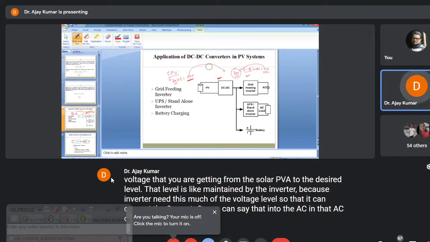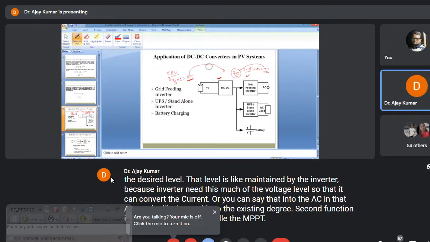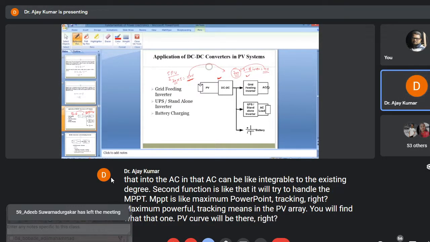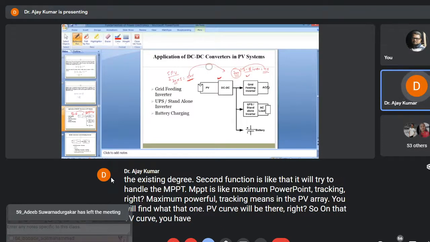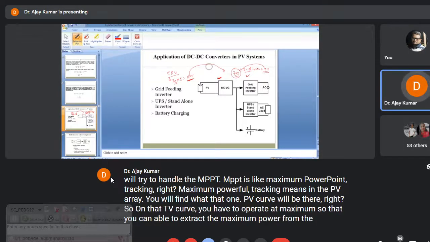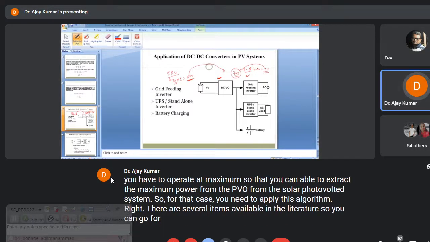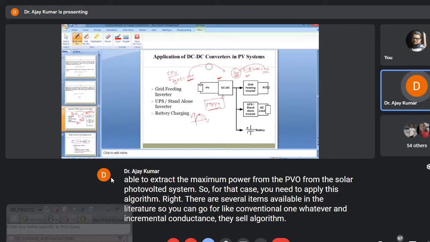The second function is that it will handle the MPPT. MPPT is maximum power point tracking, right? In the PV array you will find that there is a PV curve, and on that curve you have to operate at the maximum, so that you are able to extract the maximum power from the PV array or the solar photovoltaic system. For that you need to apply an algorithm. There are several algorithms available in the literature, such as the conventional perturb and observe and the incremental conductance based algorithm. Those algorithms are applied, and they are handled by this DC to DC converter, right?